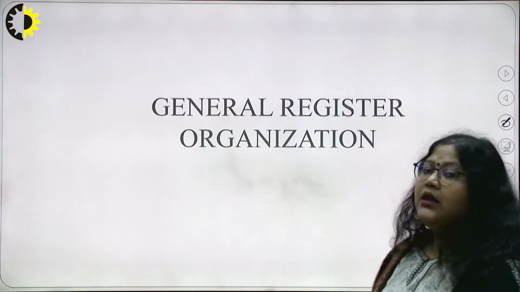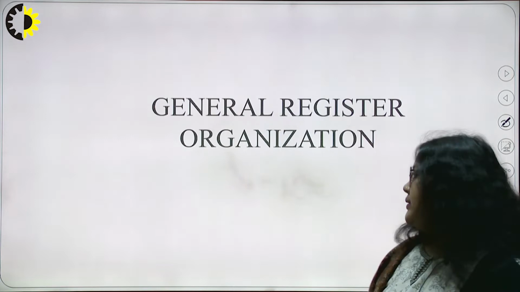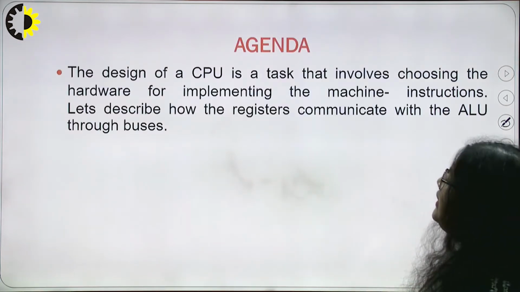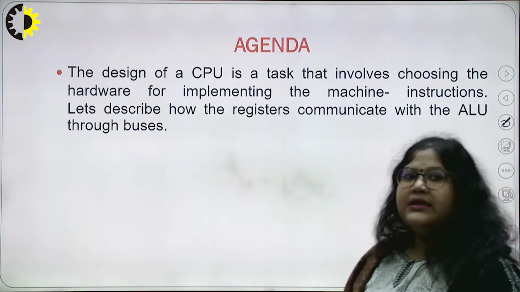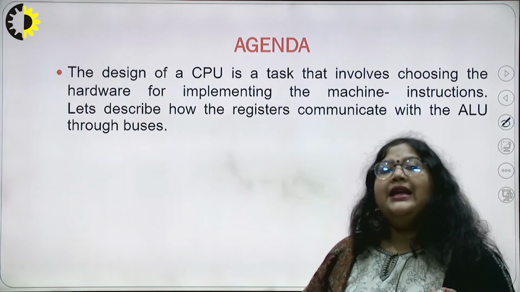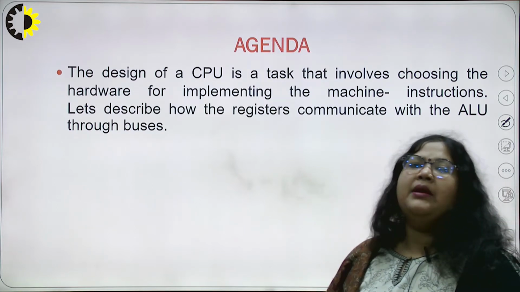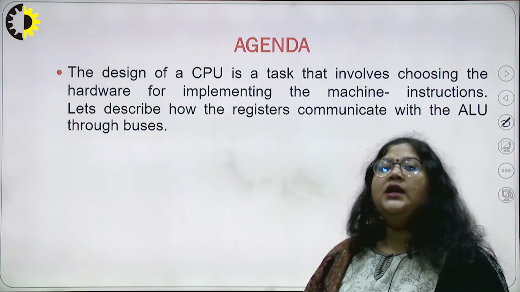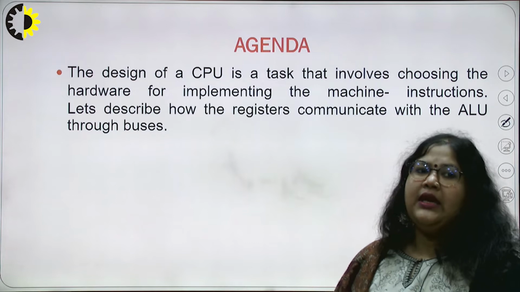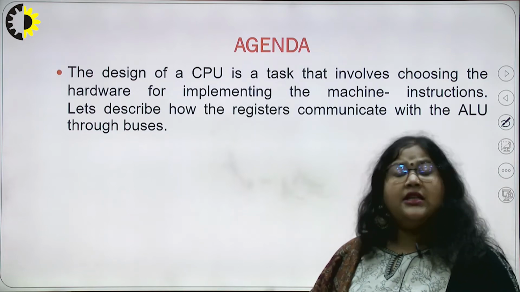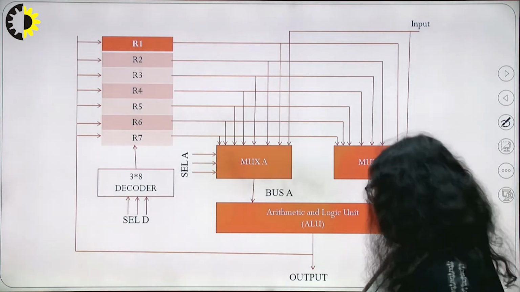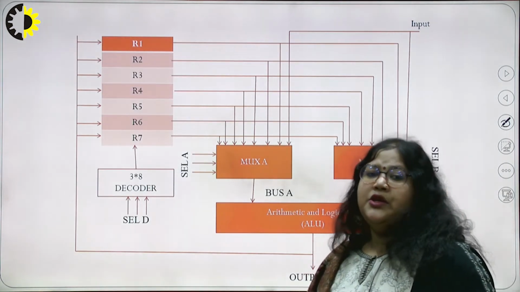Okay, the next topic is general register organization, or the general purpose register organization. Basically, the design of a CPU is a task that involves choosing the hardware for implementing the machine instructions. Let's describe how the registers communicate with the ALU through buses. This is a very important topic of computer organization: how the general purpose register organization works.